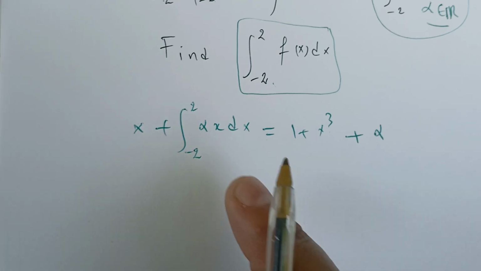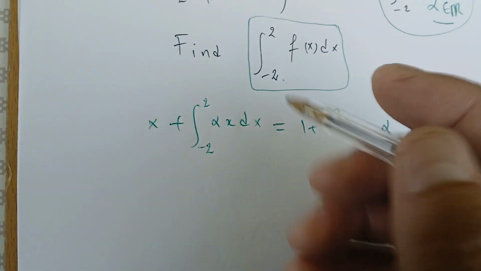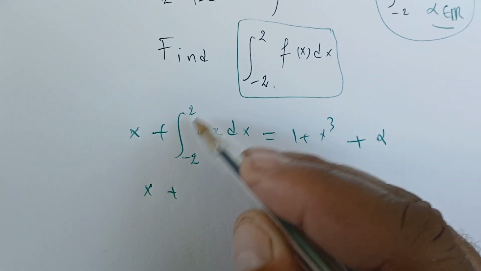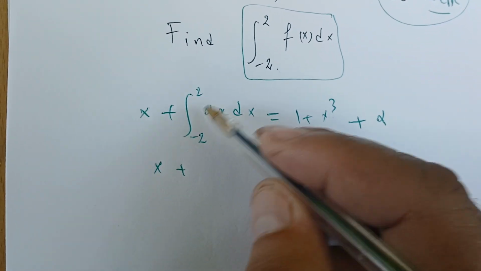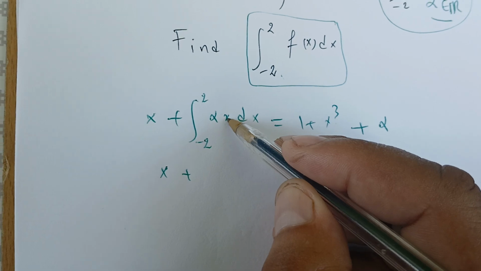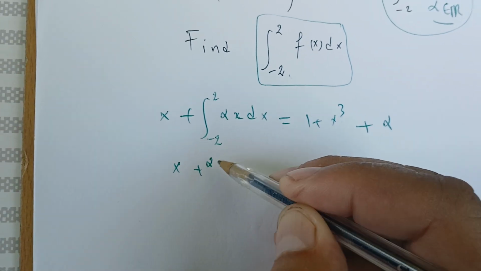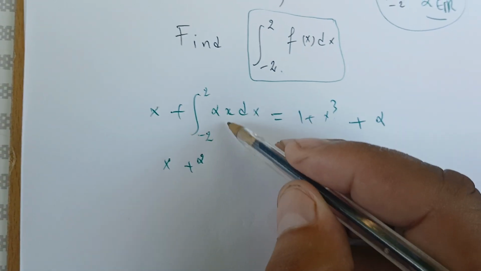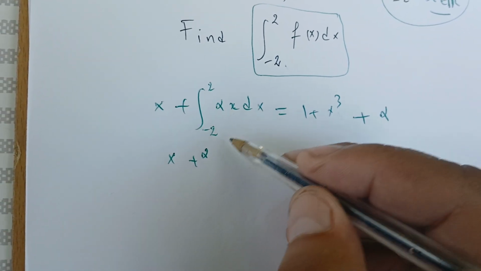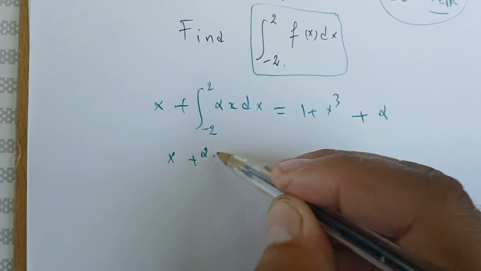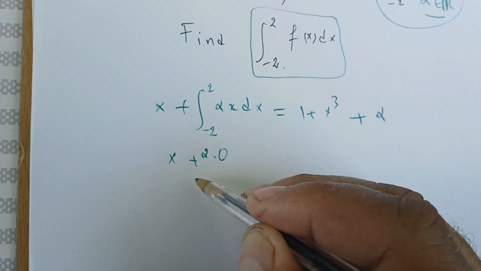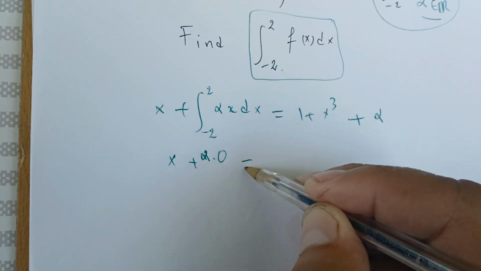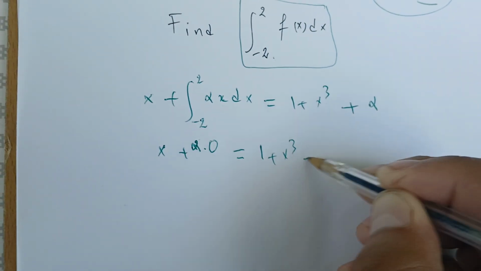We can simplify one more time here by noting that alpha is just a constant, and let's do two jobs at one time here. So x times alpha, and x is an odd function, so when I integrate between -2 and 2, I get 0. Therefore, I have alpha times 0 is equal to 1 plus x cubed plus alpha.